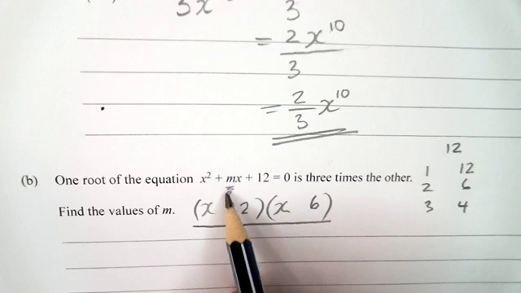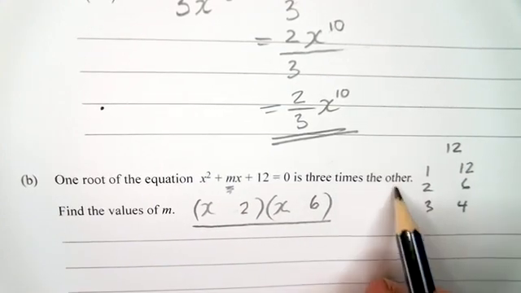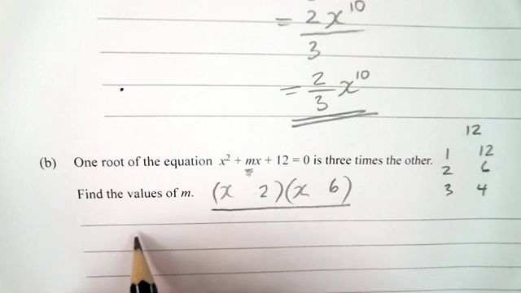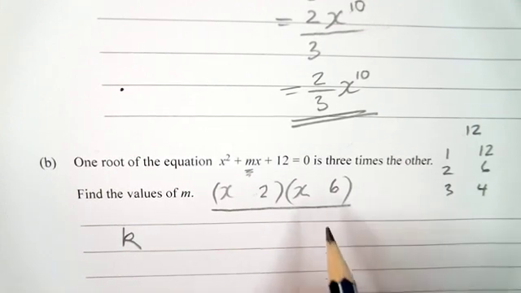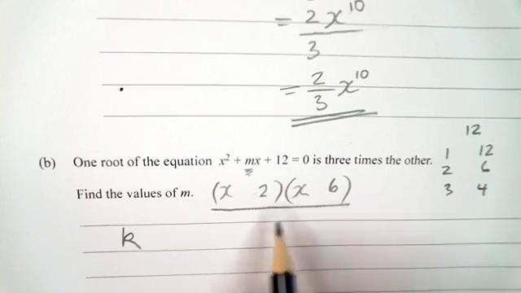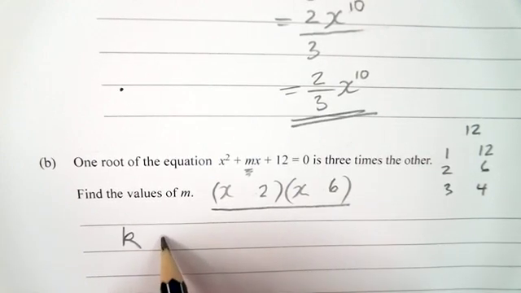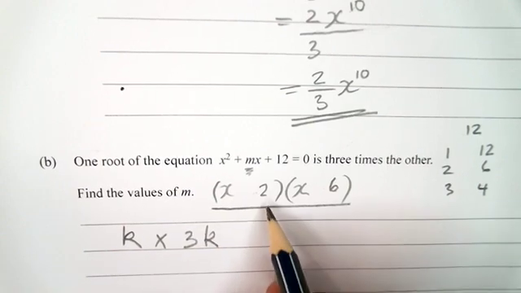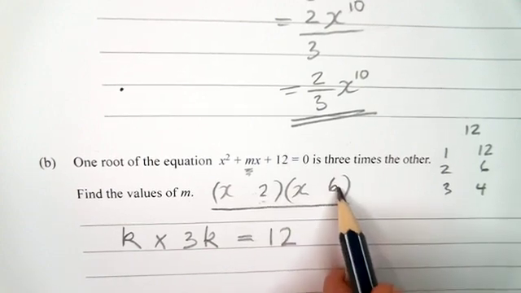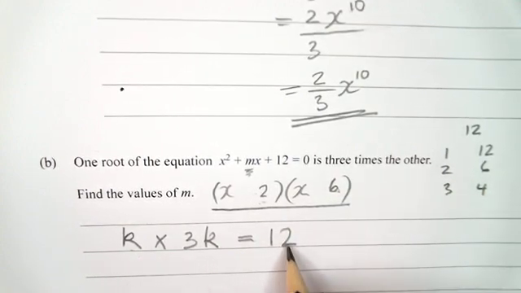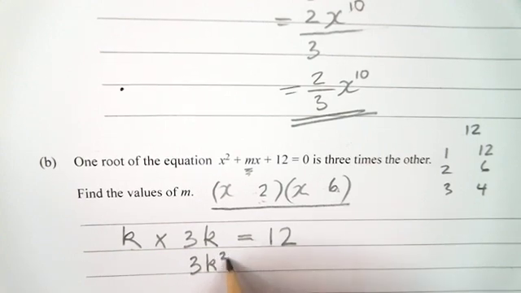So we're told we've got two numbers. I'm going to call those numbers k. So we've got one factor, which is a k, and we've also got another one, which is 3k. So if I said k times 3k, because you've got to multiply these two together, that, of course, would have to equal 12, because 2 times 6 is 12. So k times 3k would be 12, which means that 3k squared is 12.